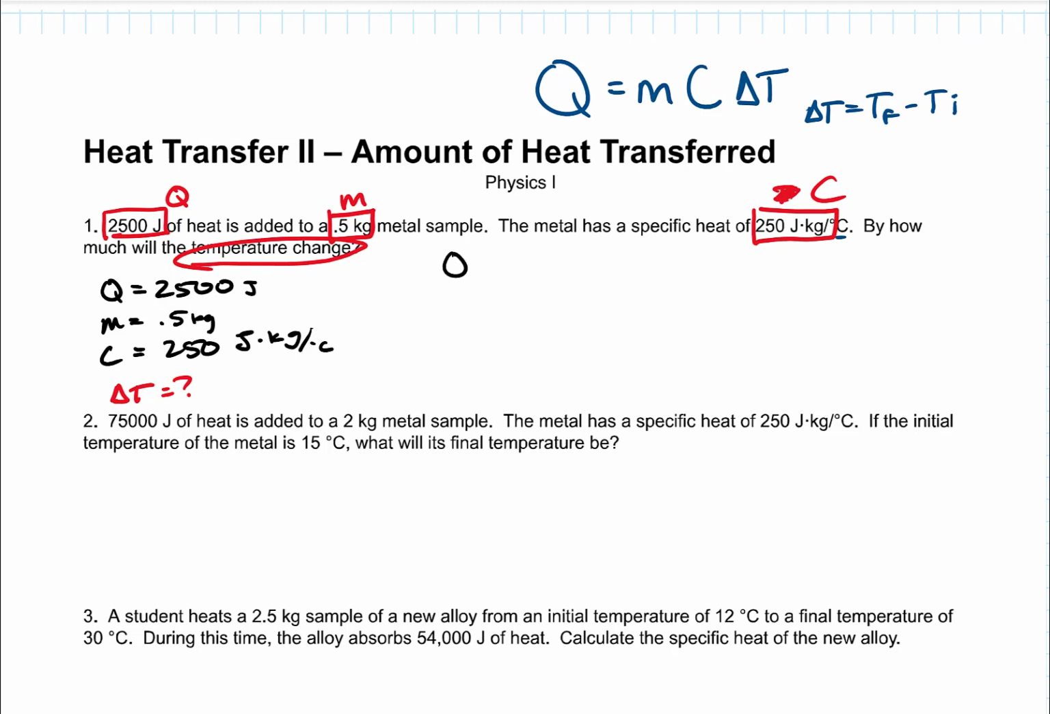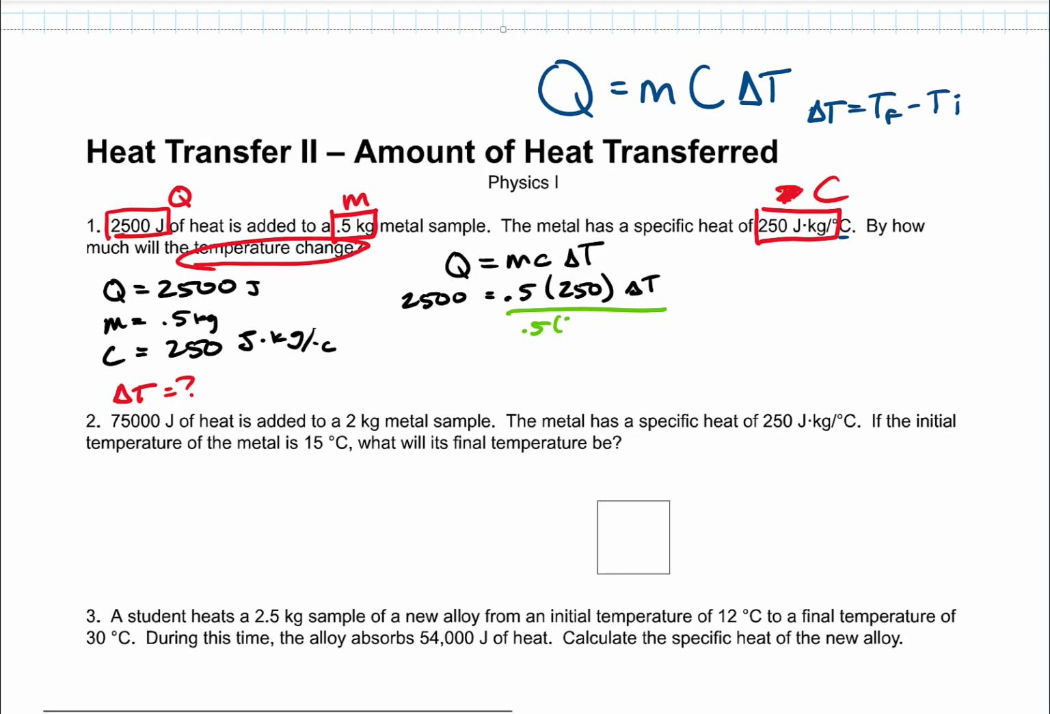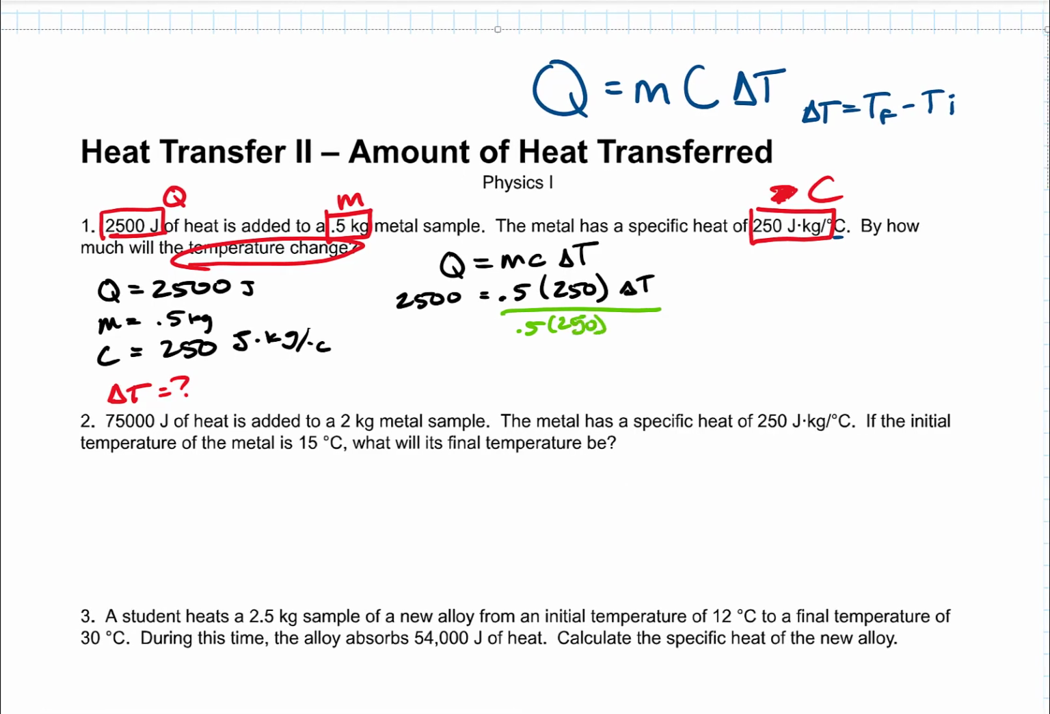So we're going to use Q equals mc delta T, and we're going to plug in what we know. We know Q, 2,500, equals m, 0.5, times C, 250, times delta T. So we are going to divide by 0.5 times 250, and we're going to do that on both sides. 0.5 times 250 is 125. And when we do that, our delta T comes out to be 20 degrees Celsius. So that sample is going to change by 20 degrees Celsius.